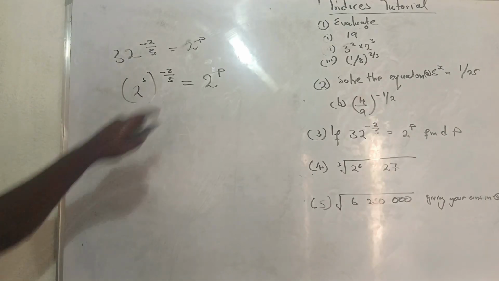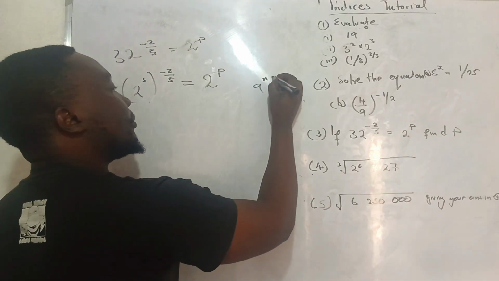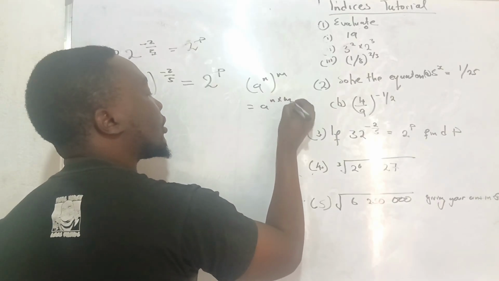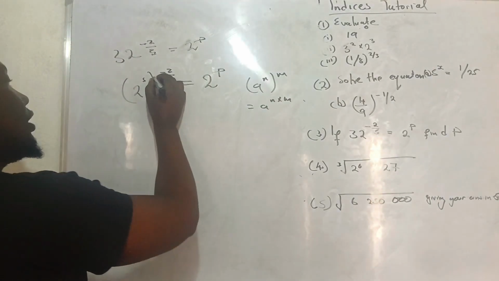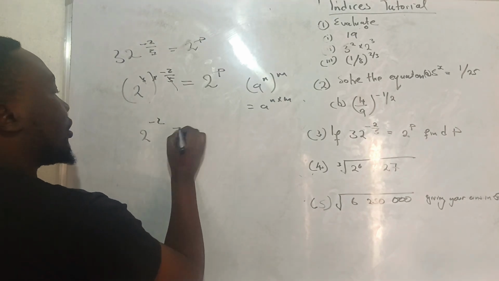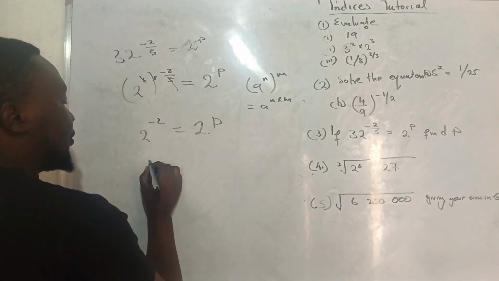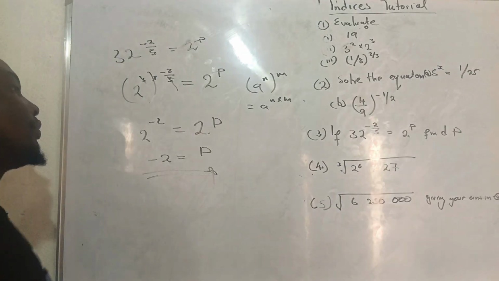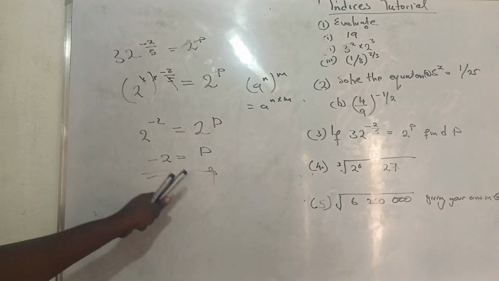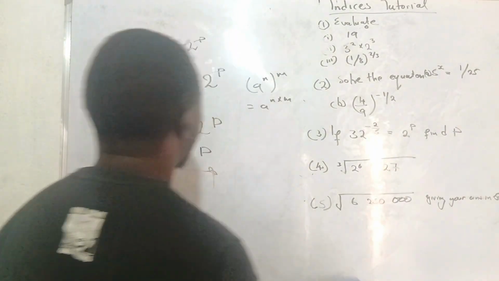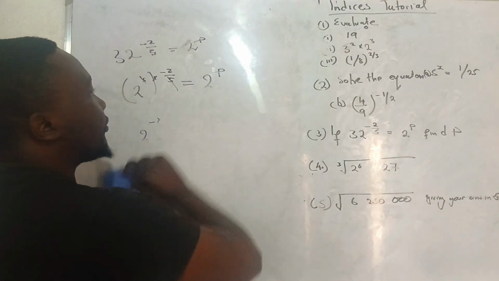So this is power of a power. Remember, power of a power is equal to a to the power m times n. Right? So if we are multiplying this, we're just going to remain with the power equal to 2p. So negative 2 is equal to p. So let's move on to the next one. Let's move on to number 4.